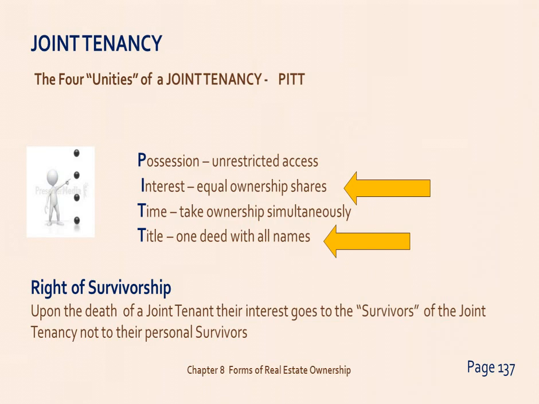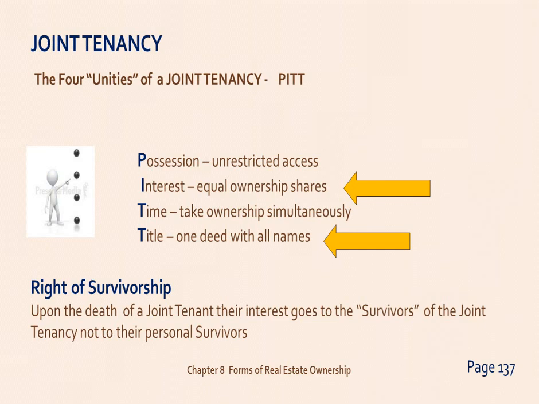We have unities with joint tenancy. We have the unity of possession, so we all have unrestricted access. So does tenancy in common. But joint tenancy also has these unities. The unities of interest, so we have to have equal ownership interests as a joint tenant, not unequal. So if there's 3 of us, each has 1/3, 4 of us, each 1/4, 5 of us, each 1/5.